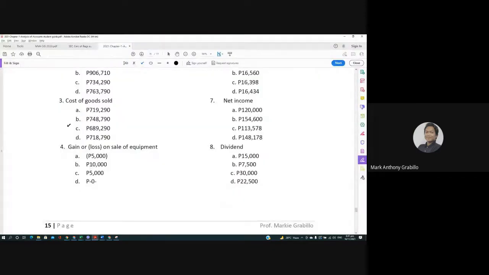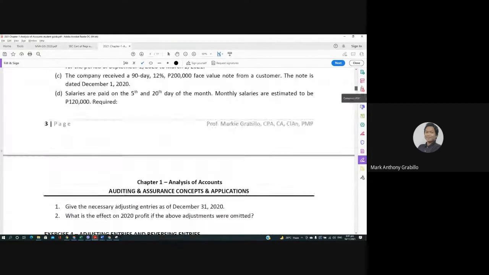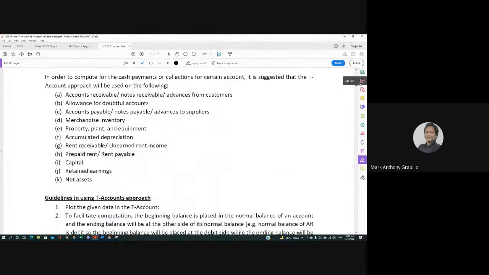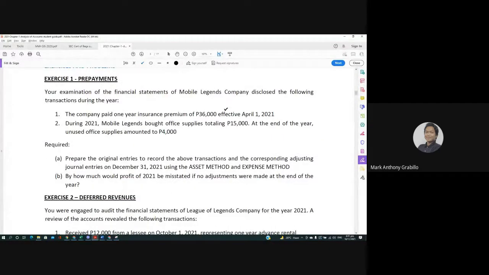Okay, so let's go now to our other problems. So let's try naman yung other problems. Exercise 1, dahil hindi pa natin ito nasasagutan. Your examination of the financial statements of Mobile Legends Company disclosed the following transactions during the year. The company paid 1-year insurance premium of 36,000 pesos effective April 1, 2021.